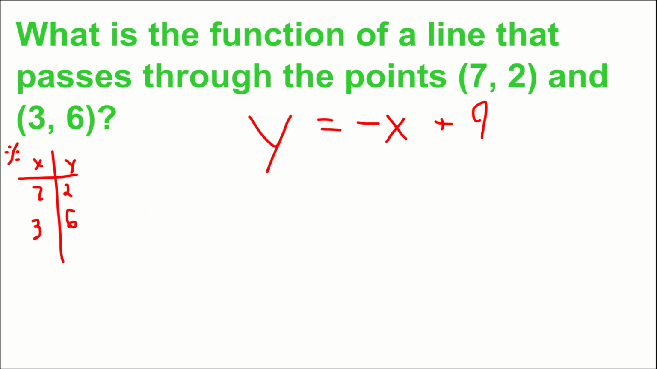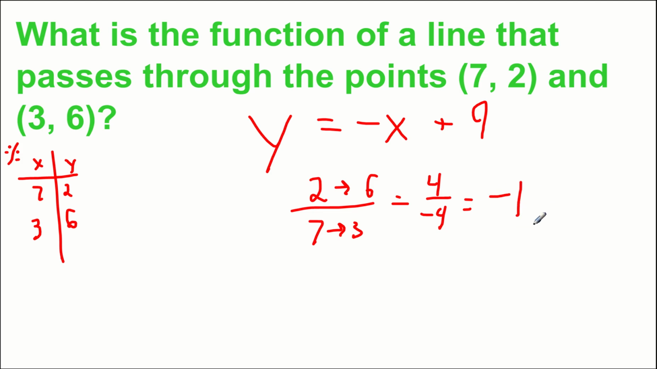If you're doing it without Desmos, you do change in y over change in x. Our y values are going from 2 to 6, and the x values are going from 7 to 3. 2 to 6 is up 4. 7 to 3 is down 4. When it's going down, we use a negative number. Then we got positive over negative, which makes the whole thing negative. So that's a -1. That's where that comes from.